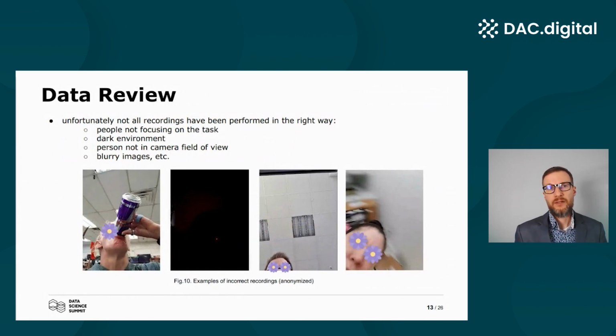Unfortunately, not all test subjects did their job right. Below you can see examples of such situations. Some people were not focusing on the task. Some recorded themselves in a very dark environment. The second picture is actually a man smoking a cigarette in complete darkness. Some people were not in the camera field of view, and some videos were just very blurry.